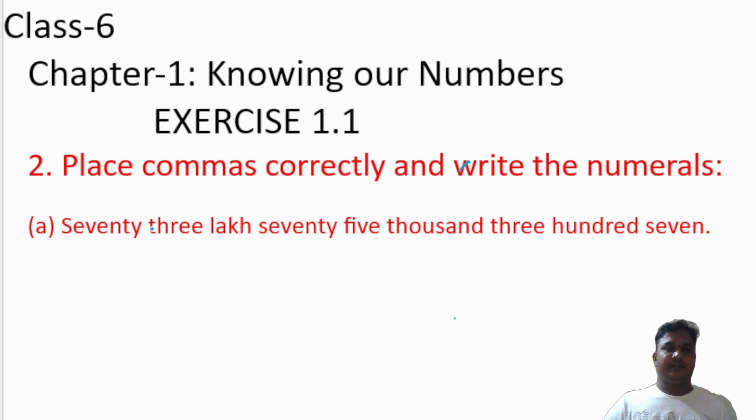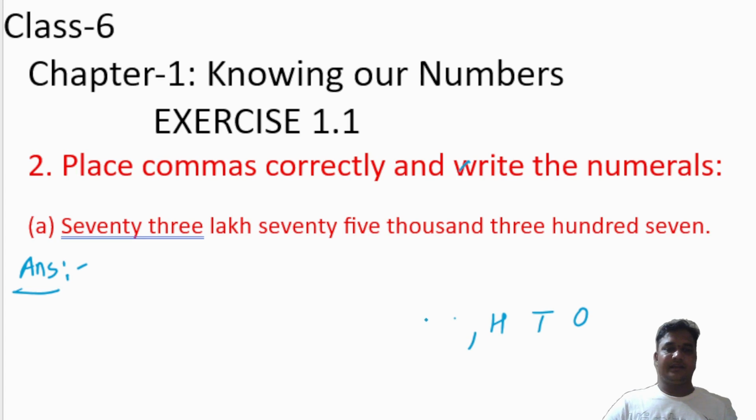Sub-question A. Given that 73,75,307, we need to write these words into numerals. To write these numerals, first we have to understand the place values. So for this: ones, tens, hundreds. In the Indian system, after 3 digits, we have to give the comma.